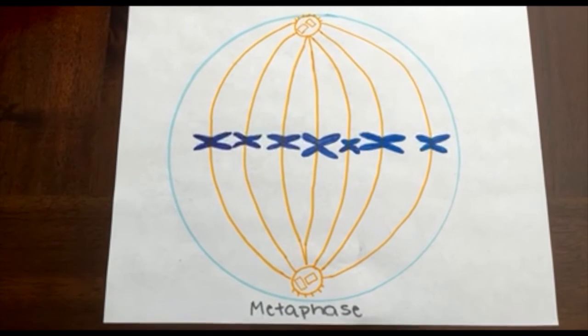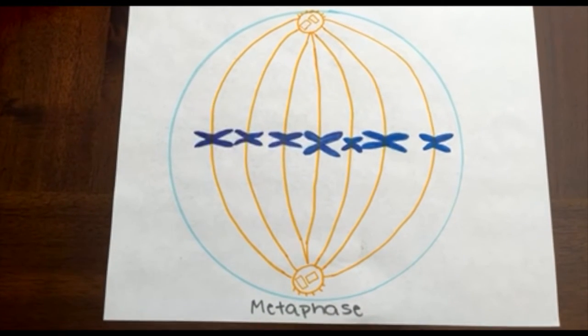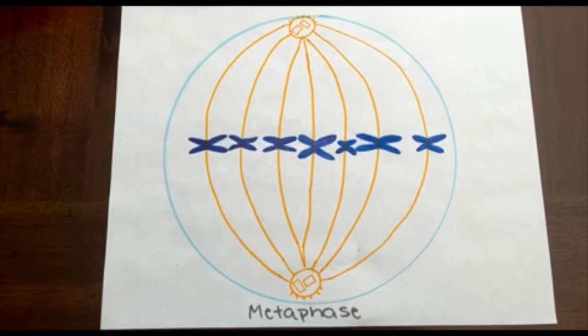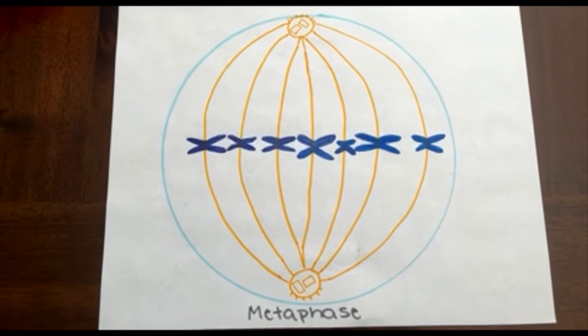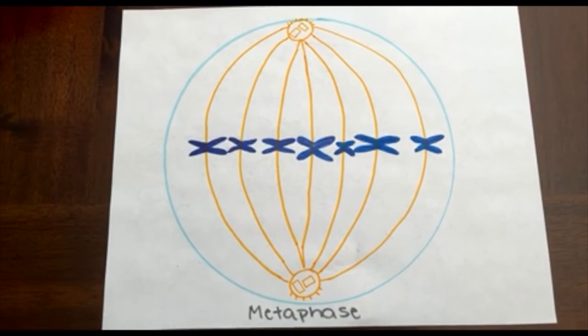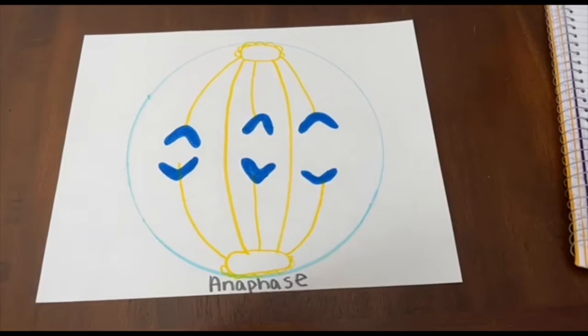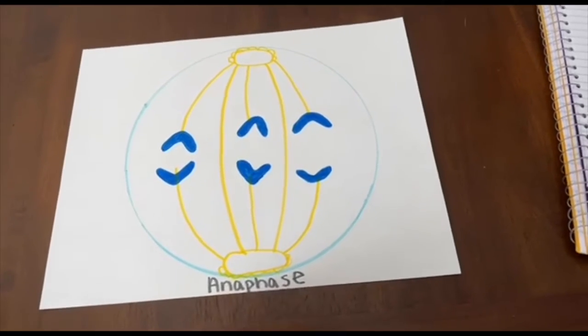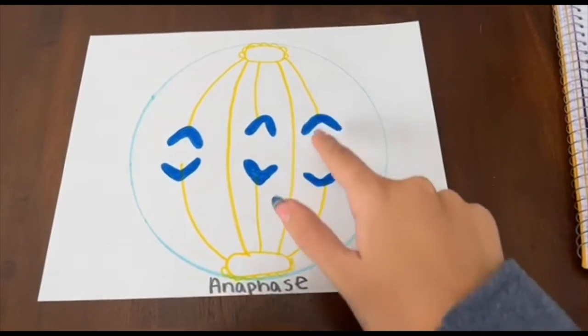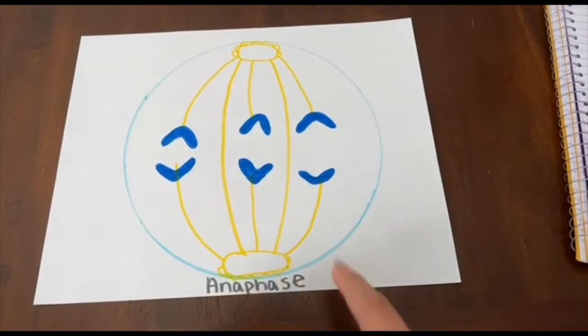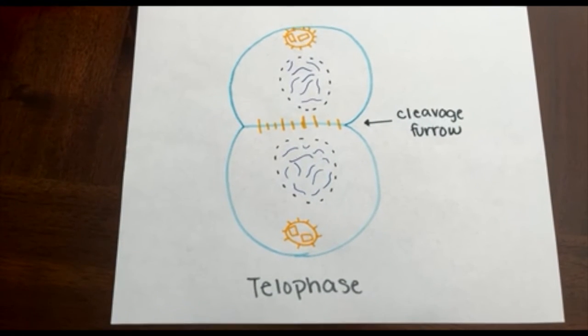In this phase, the cell ensures that it is ready to divide. The 2 sister chromatids of each chromosome are captured by microtubules from opposite spindle poles, and the chromosomes line up along the center of the cell. Anaphase is the third phase of mitosis, and here the chromosomes split and get ready for division. Telophase is the last stage in mitosis.